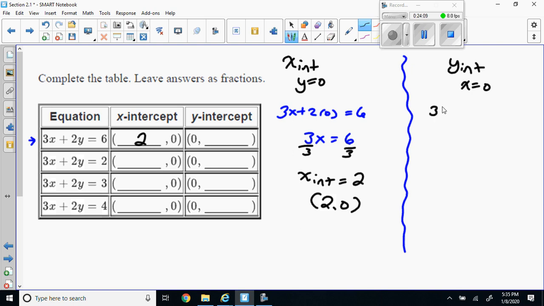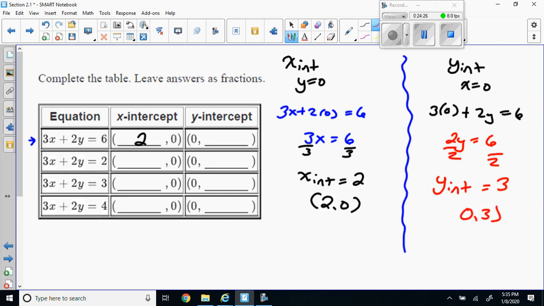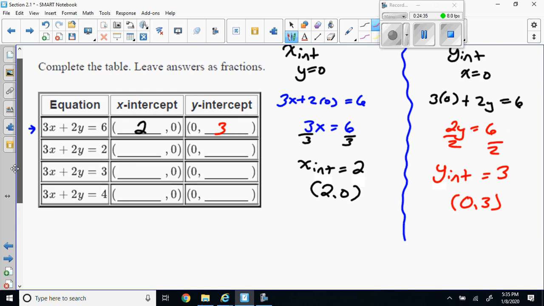If x is 0, I substitute 0 in for x, plus 2y equals 6. 2y equals 6. Divide both sides by 2. The y-intercept equals what? 3. But really, it's 0, what? That's right. So you're solving for it, and then you're putting it back as an ordered pair. So that in itself is how you find x and y intercepts, right?